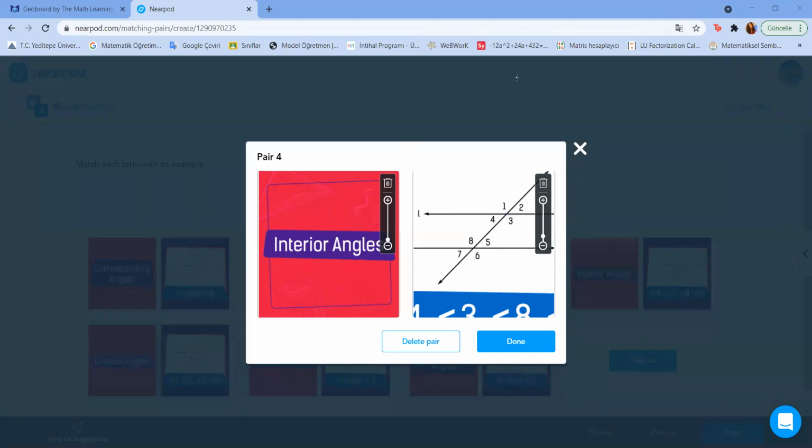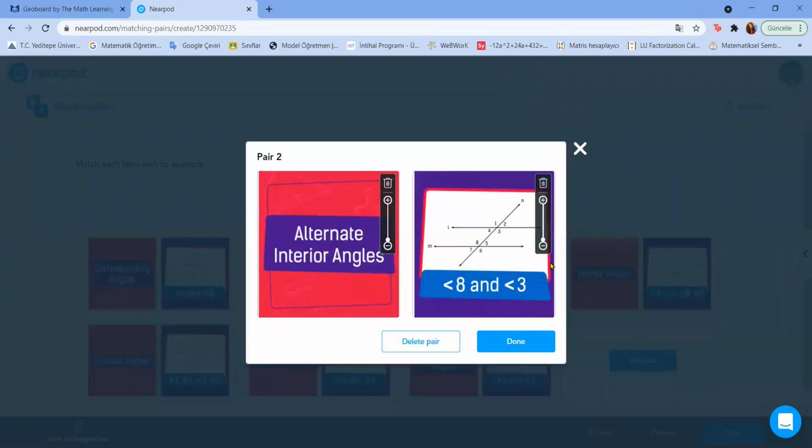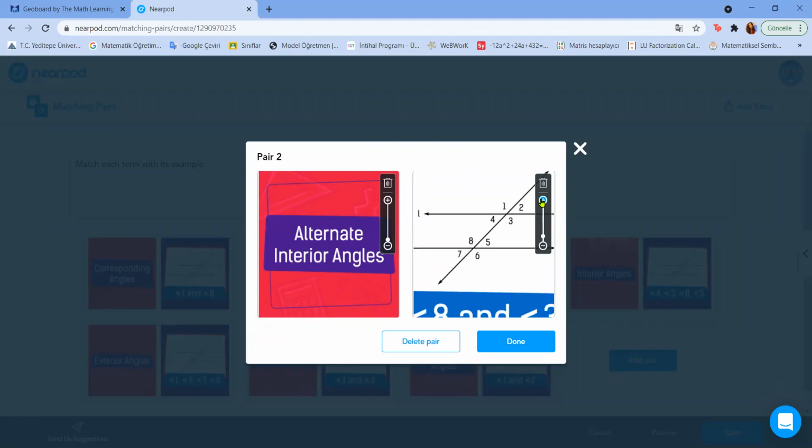Yes, now let's look at alternate interior angles. Interior angles that are in the opposite direction are called alternate interior angles. Our alternate interior angles here are 4 and 5, 3 and 8.